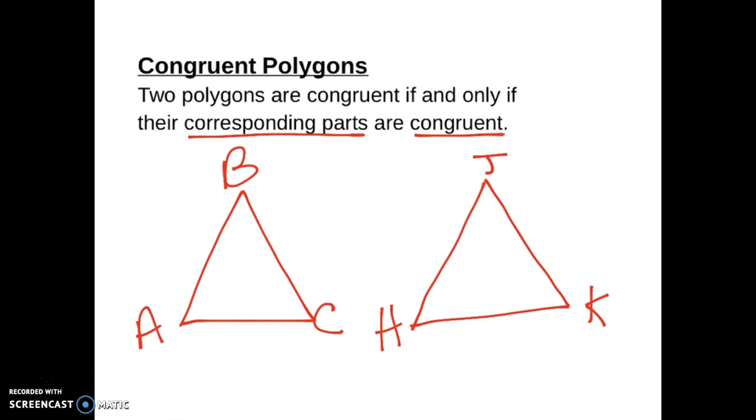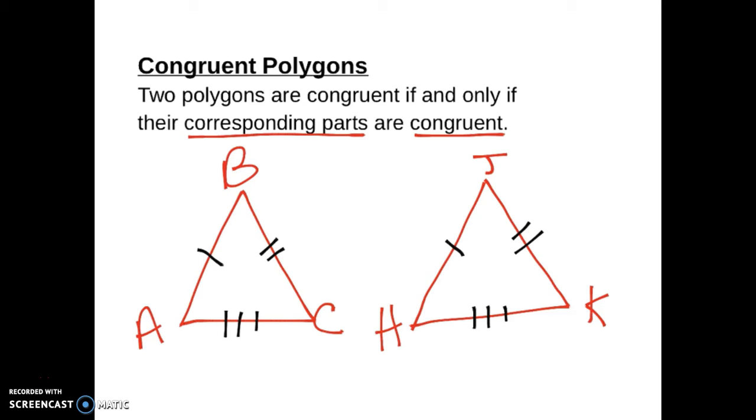And so remember that we can tell that AB and HJ are congruent because they each have one tick mark, and BC and JK are congruent because they each have two tick marks, and AC and HK are congruent because they each have three tick marks. Okay, so that would be the corresponding sides, right?